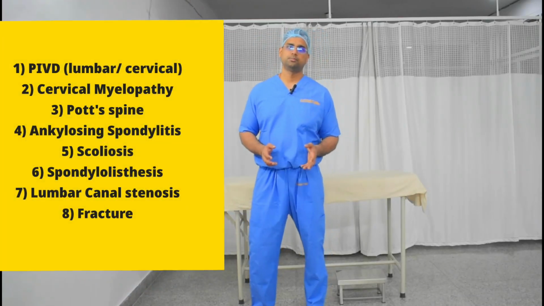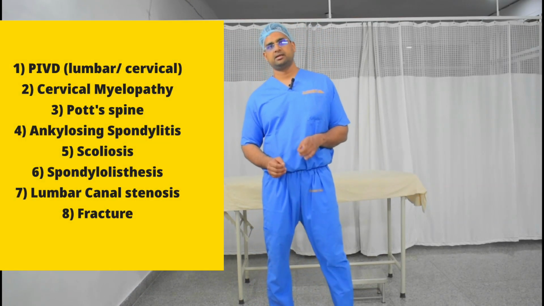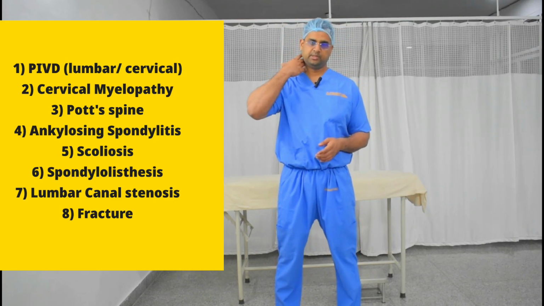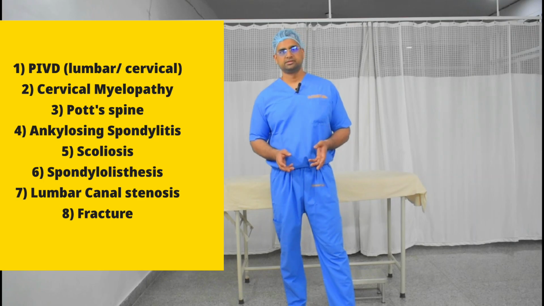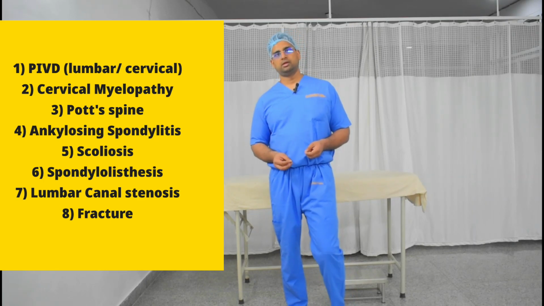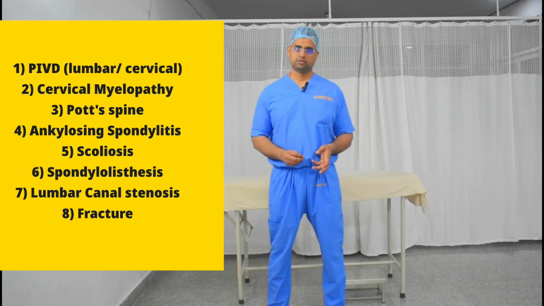Hello friends. So the most common cases that you get in your DNB or MS exam are basically PIVD. It could be cervical or lumbar PIVD, Pott's spine, scoliosis, spondylolisthesis, lumbar canal stenosis, cervical myelopathy, ankylosing spondylitis, or any fracture. Fracture could be a simple traumatic fracture or a pathological fracture.